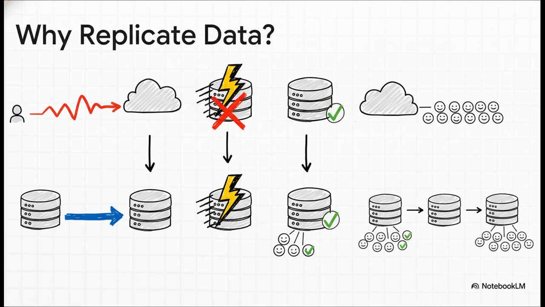Well, there are three really big reasons. First, you get to reduce latency. I mean, you're literally putting the data closer to your users so things are just faster. Second, it ramps up your availability. If one copy goes down, no problem, the others are there to pick up the slack and the service stays online. And third, you get to massively increase your read throughput, which just means way more people can access the data at the same time than any single machine could ever handle.